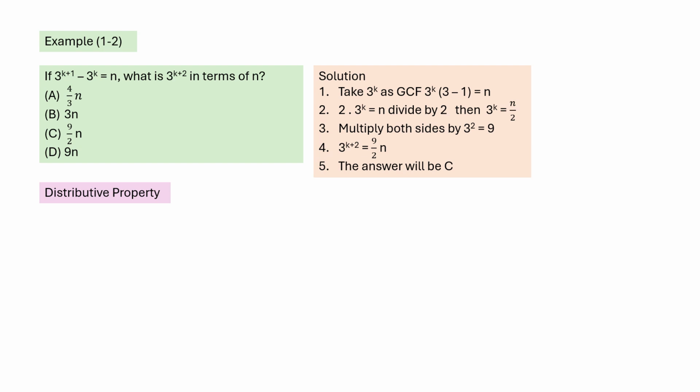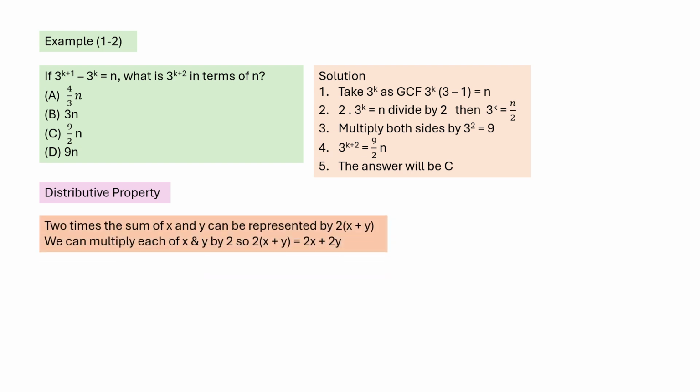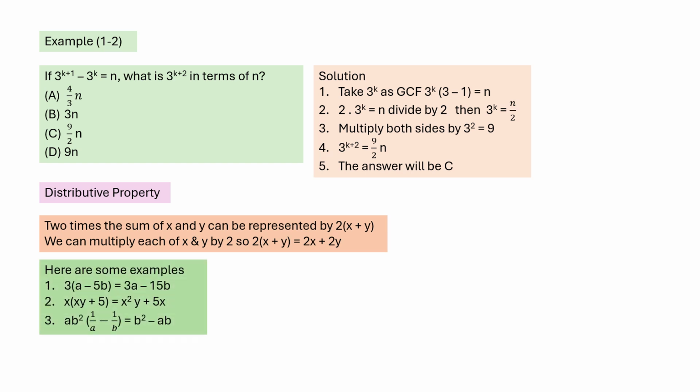The very important skill: distributive property. 2 times the sum of x and y can be represented by 2 brackets x plus y. We can multiply each of x and y by 2. This is called distributive property. So distribute 2 on x and y, so it will be 2x plus 2y.